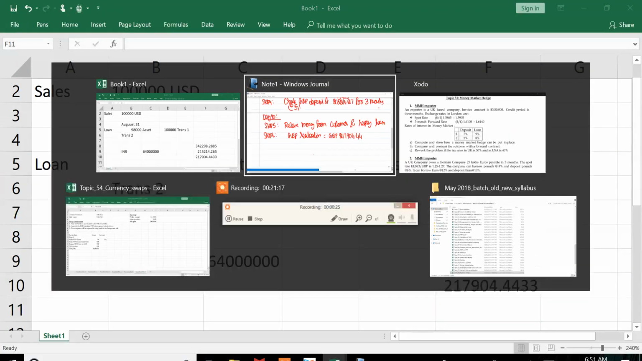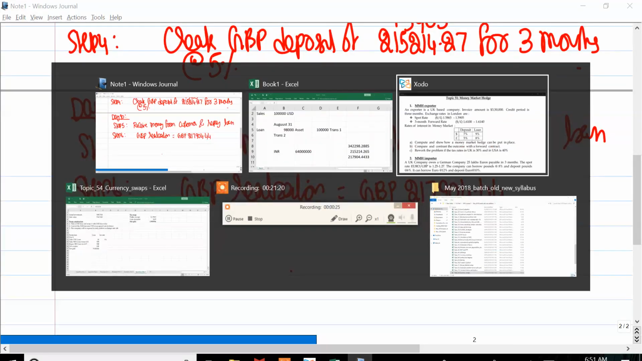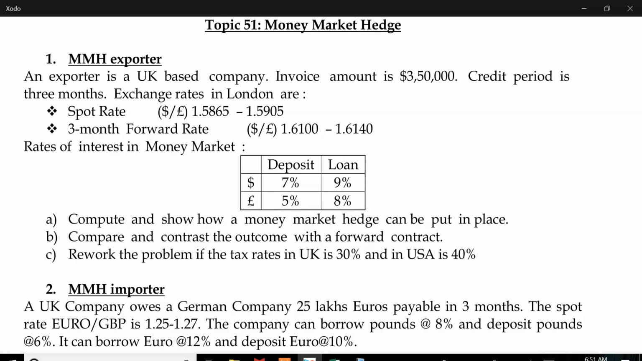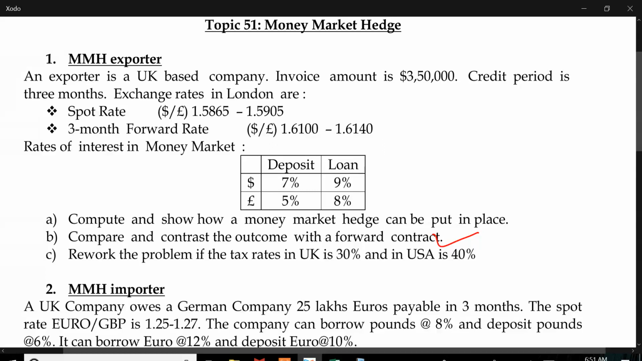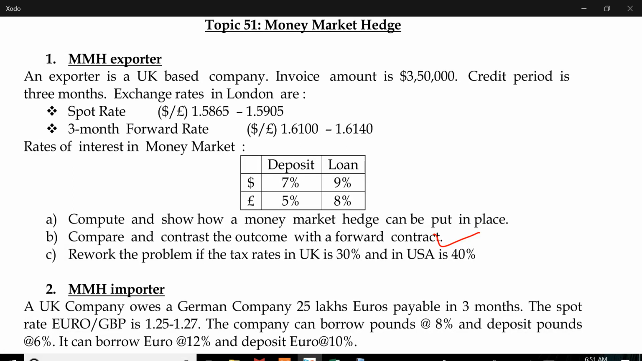Now they are saying compare and contrast the outcome with a forward contract. A forward contract is something which will ensure on day 0 what realizations we are going to have. Next working note: computation of inflows under forward contract.